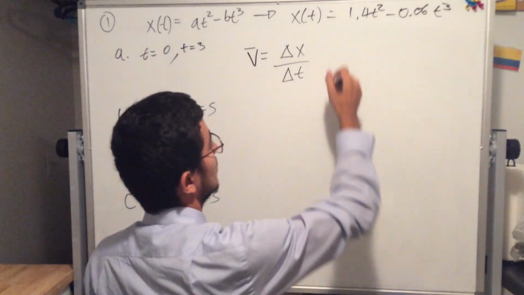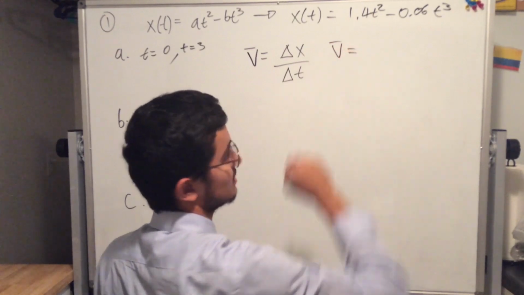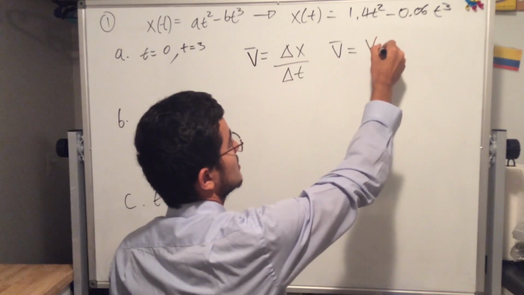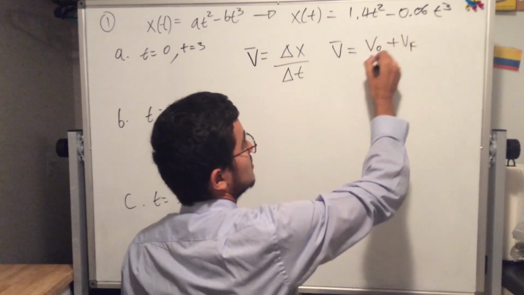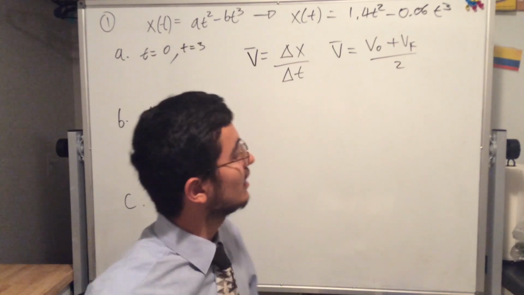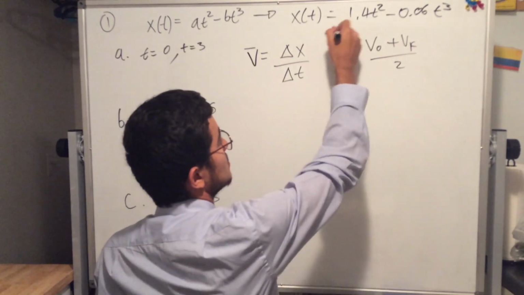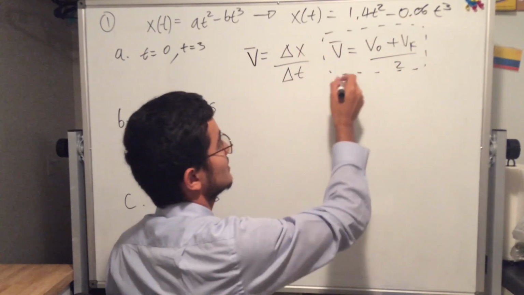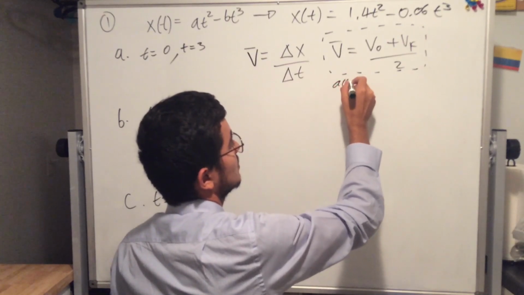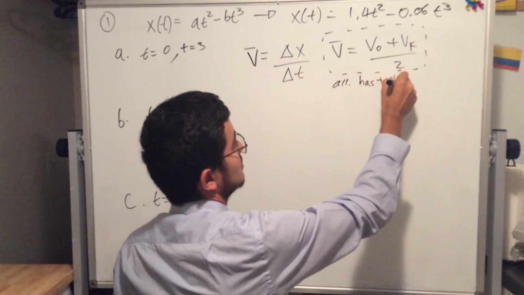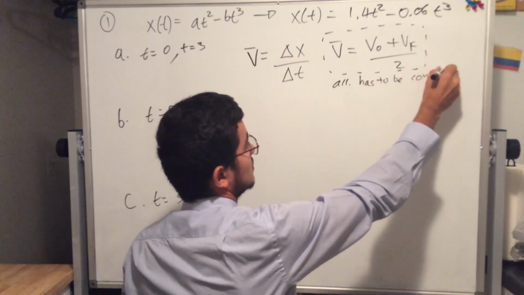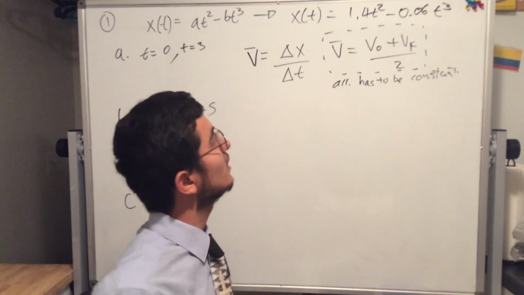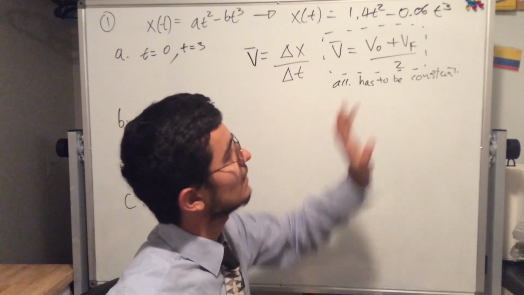But there's also another definition for average velocity, which is a special case. When you have the initial velocity plus the final velocity and you divide that by 2. So it's an average, right? But the problem with this equation is that it has a constraint and only works when the acceleration is constant. So acceleration has to be constant. It must be constant. And how do we find that out? Well, the only way to find it out is if we find the acceleration function.